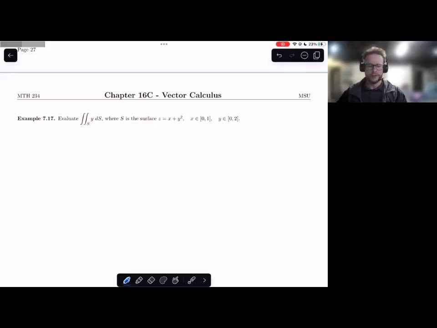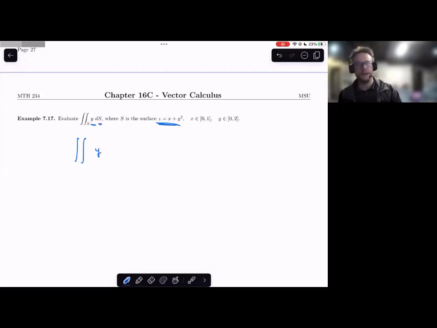And so, wanted to start off with this surface integral with a scalar function. In this case, we are integrating the function, nice boring function y. We have a surface that is given by z equals a surface. And so we're going to be using the explicit formula here. And we have nice bounds. X ranges from 0 to 1, Y ranges from 0 to 2. And so let's go ahead and get started with this.